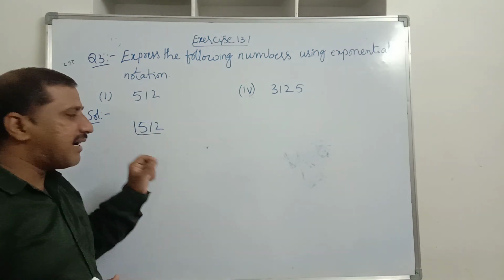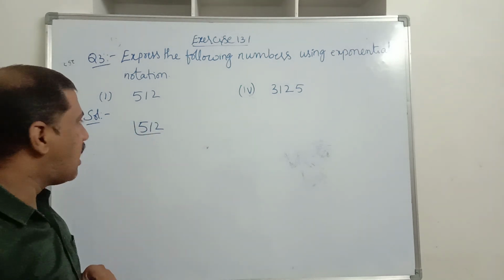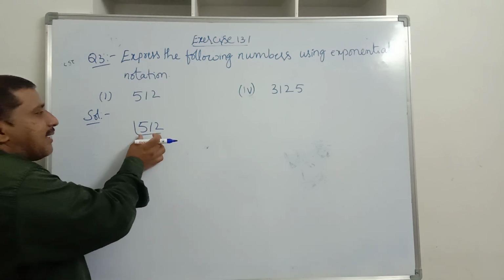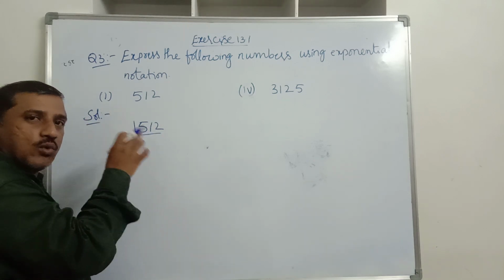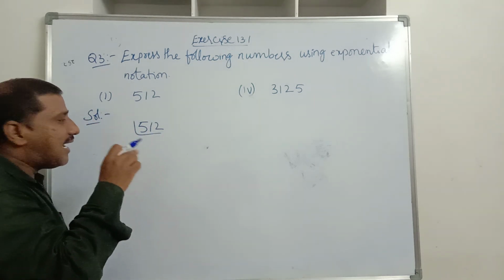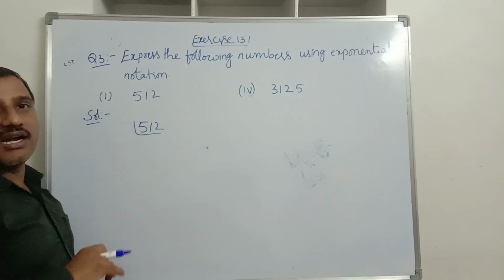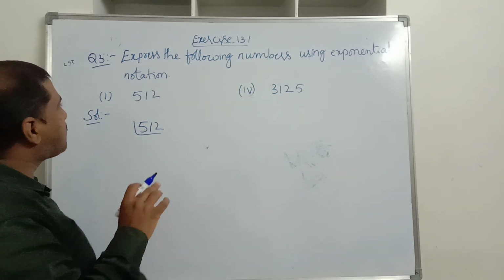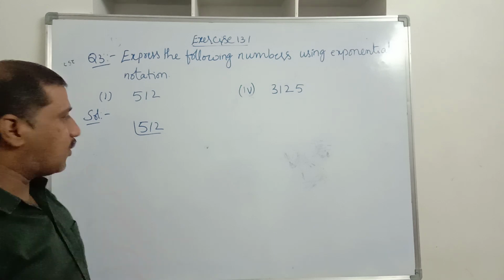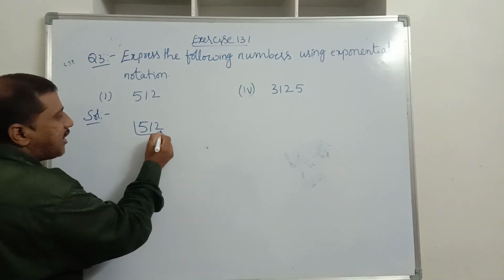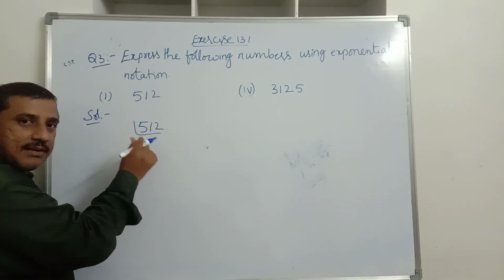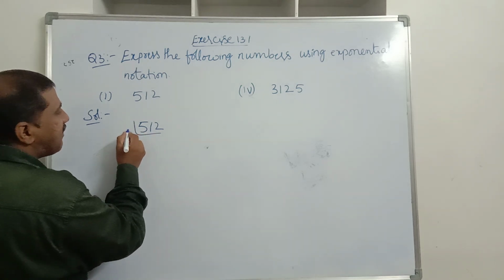Which numbers are divisible by 2? If the units place of a given number is 2, 4, 6, 8 or 0, such numbers are divisible by 2. Otherwise, those numbers are not divisible by 2. Here in the units place we have 2. Therefore, this number is divisible by 2. You divide with 2.